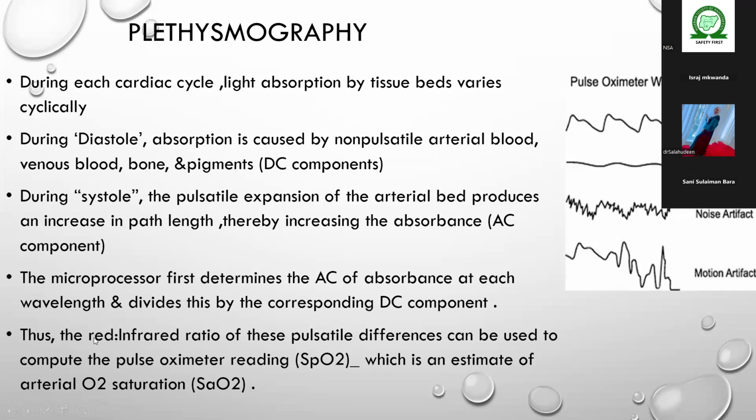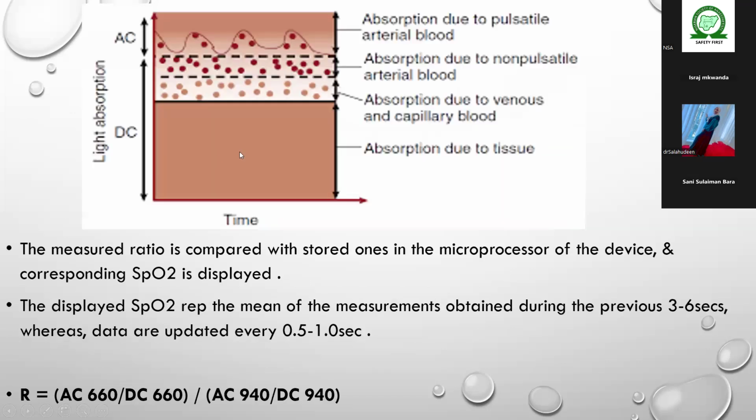Thus, we say the ratio of the red to infrared of these pulsatile differences can be used to compute the SpO2, which is an estimate of the arterial oxygen saturation. So this diagrammatic representation of what I explained earlier: the measured ratio is compared with the stored ones in the microprocessor of the device. And really there's some figure configured in each device that the ratio will be compared, and then the corresponding SpO2 will be displayed.